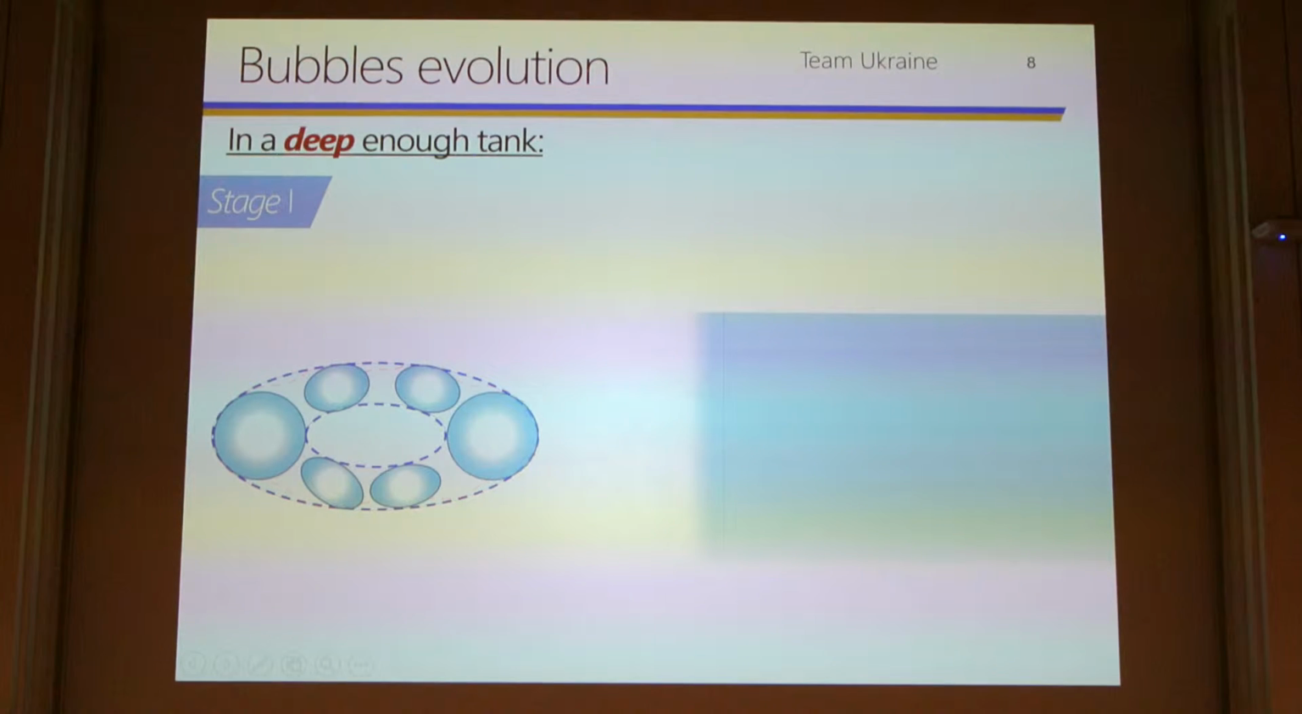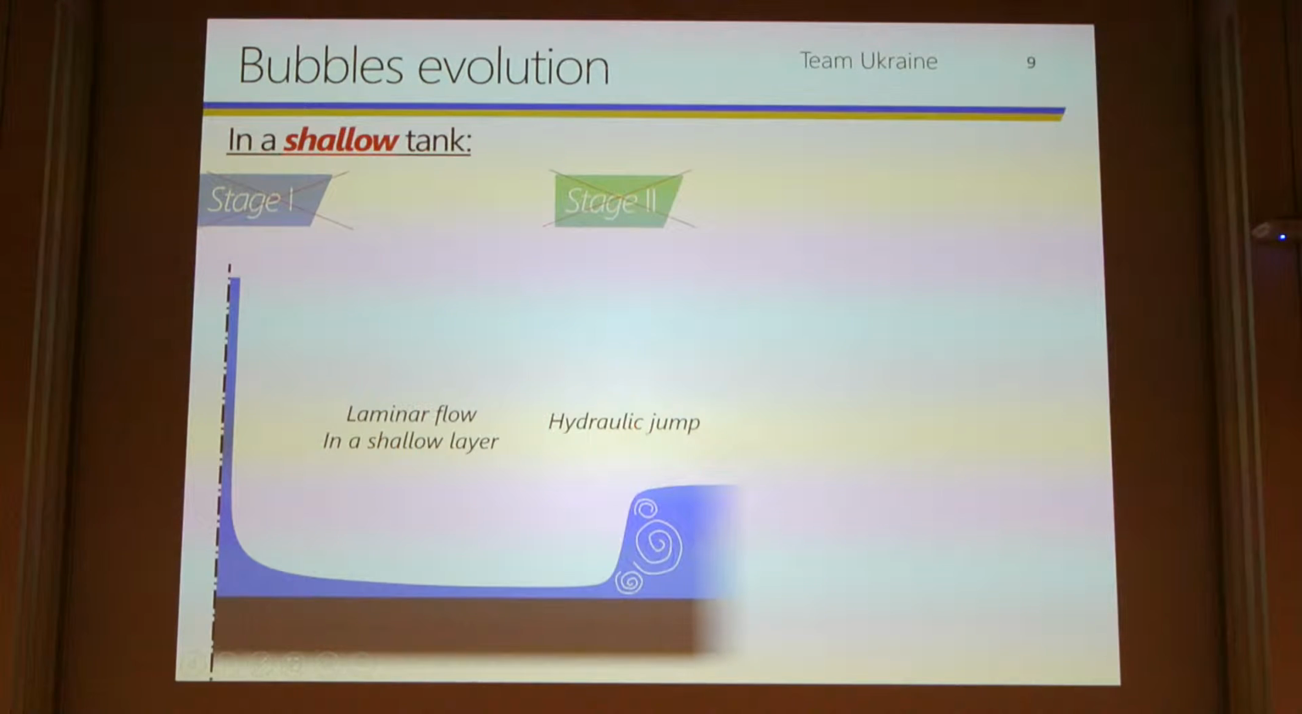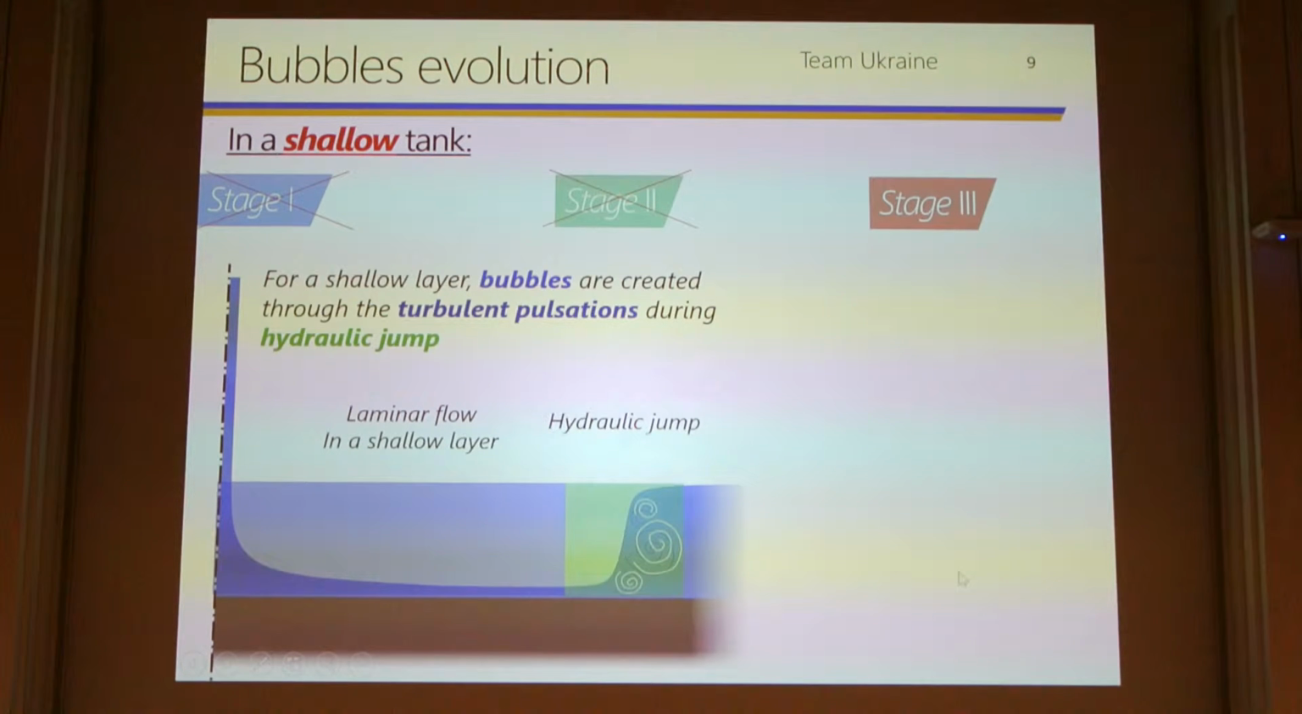And it happens in a deep tank. So bubbles being created continue moving in water. And in the third case I've been talking about before, when we deal with a shallow tank, bubbles are created through turbulent pulsations at the edge of this hydraulic jump. So we can distinguish the first and second stage of bubble division. And we have to investigate their motion after creation in this hydraulic jump.